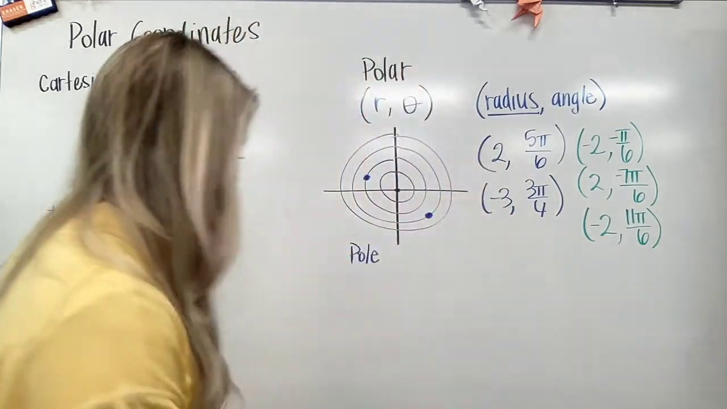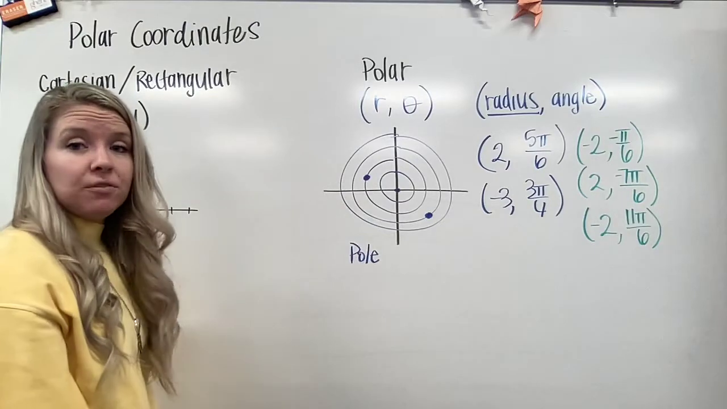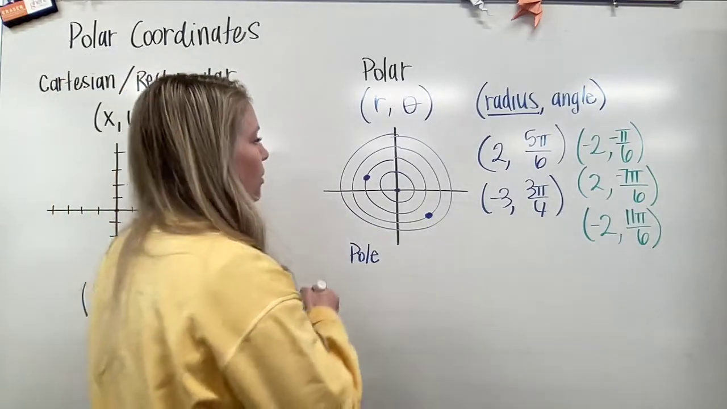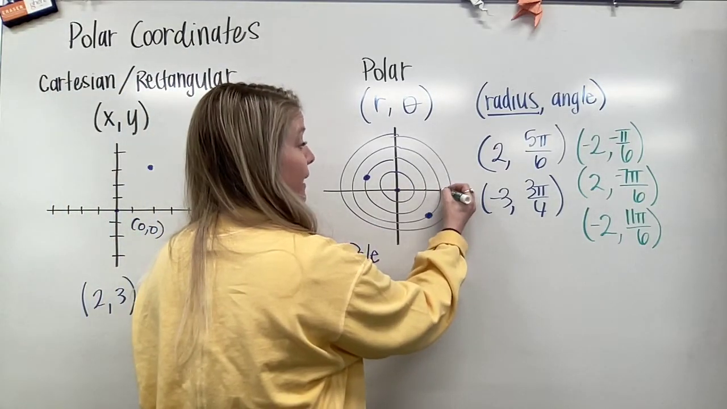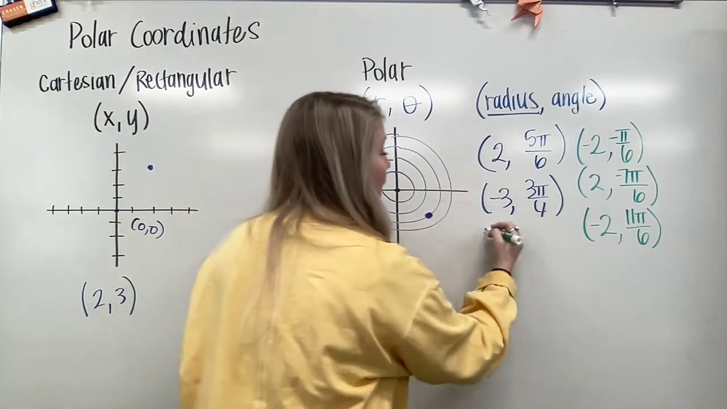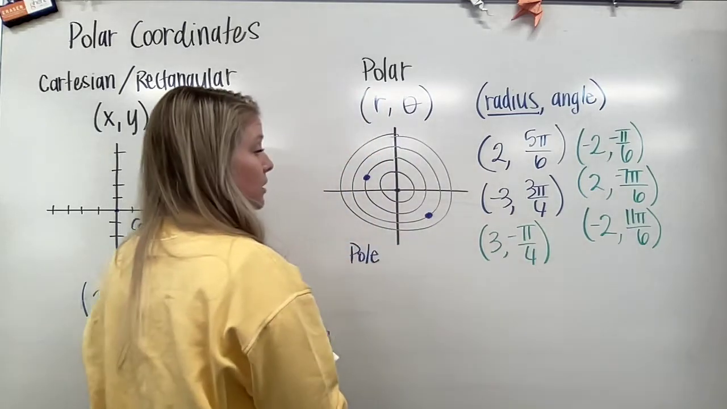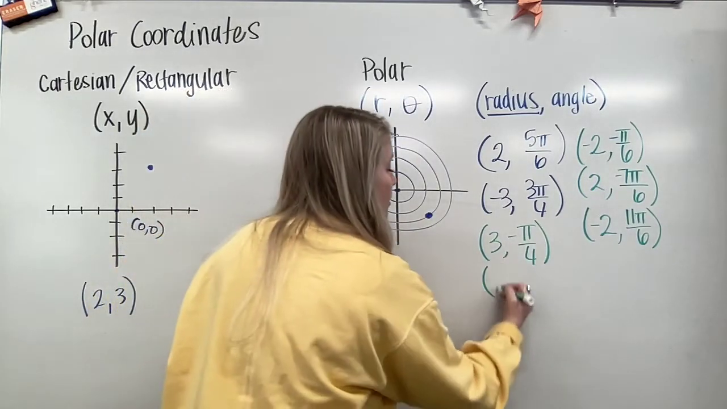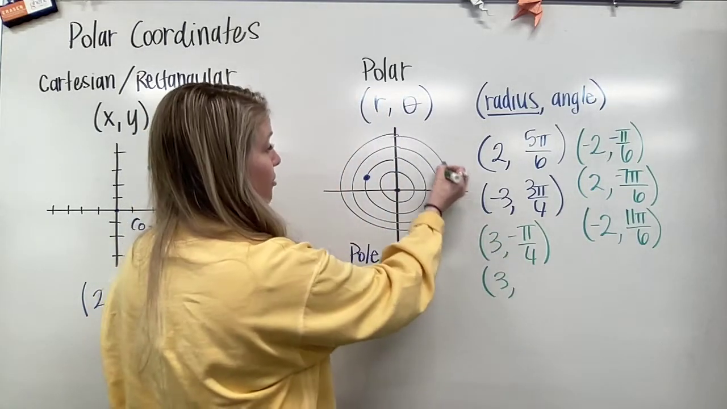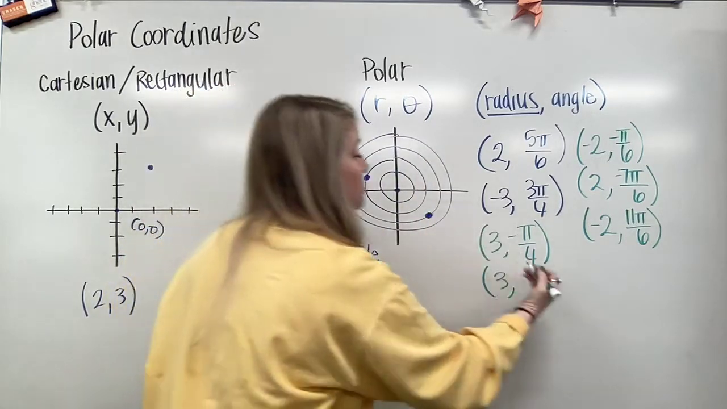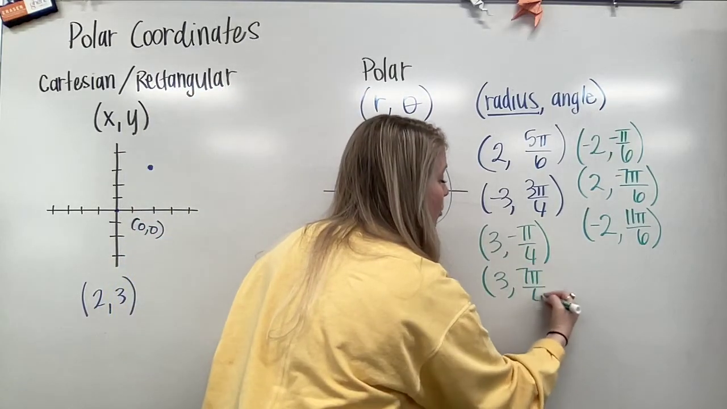Nifty, right? All right, let's do the same thing for (-3, 3π/4). So let's say I'm here at 3. That's a negative π/4 rotation. That one's pretty easy to find. Let's do our positive 3 again. Now we've got to rotate all the way back around. That's 7π/4.